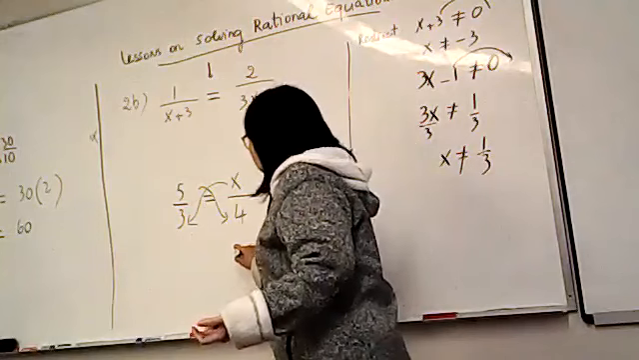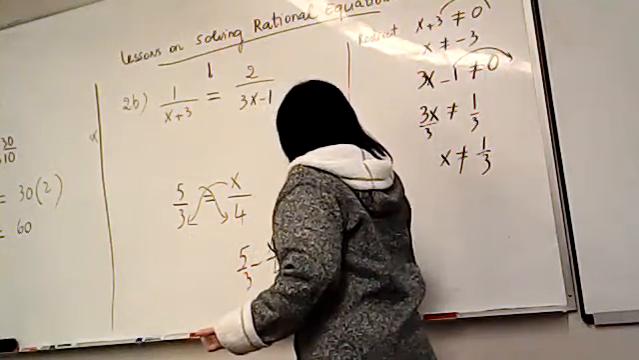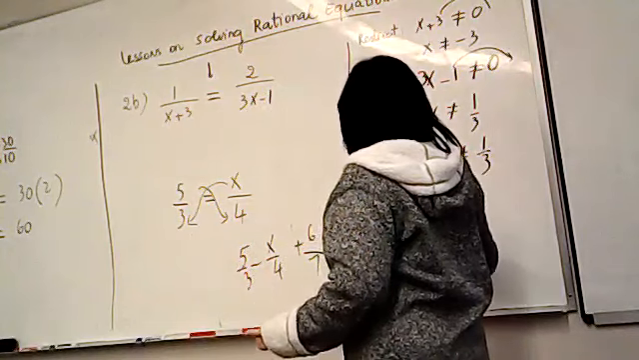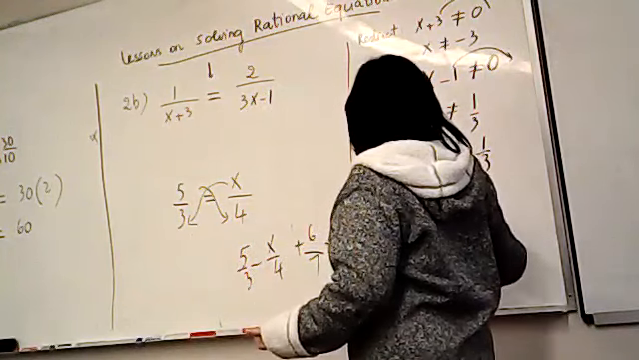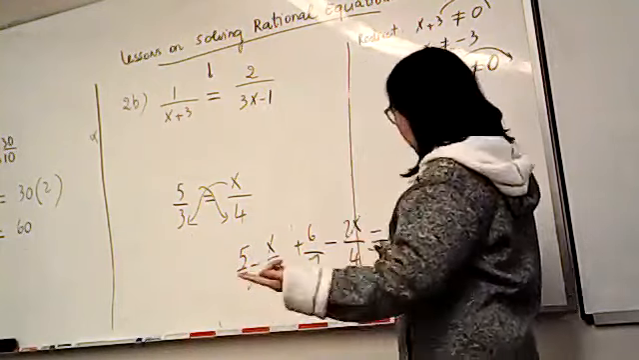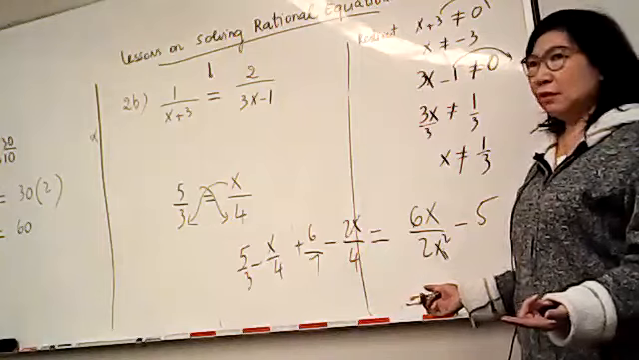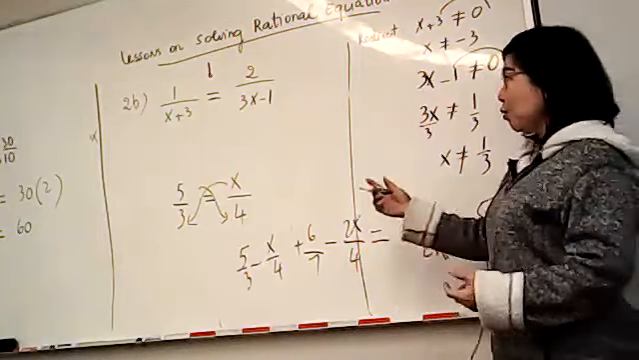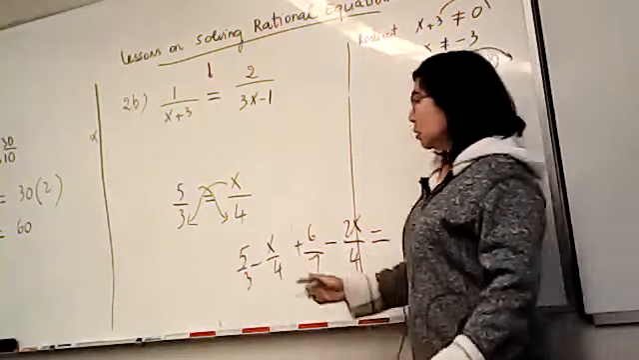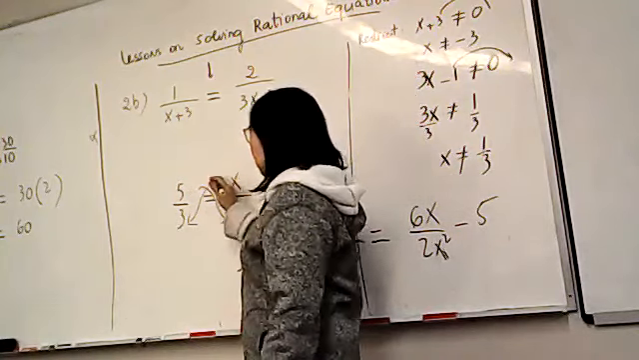Now, if you have a bunch of them, 5/3 minus x/4 plus 6/7 minus 2x/4 equals something, 6x/2x then minus 6x/2 x squared, something like that. Can you do cross multiply? No, of course. So your question asks me when we know how to do it. If you have many of them, then do common denominator. If you have only one fraction on one side, one fraction on the other side, then do cross multiply.